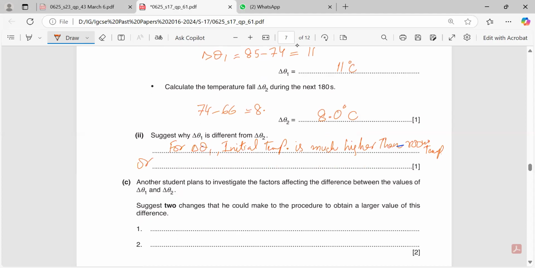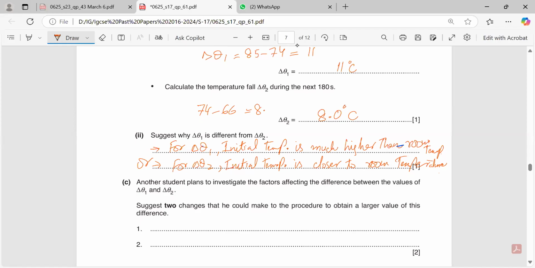Or, only one mark, so you can write this, or you can say for delta theta 2, just reverse the argument: the initial temperature is less, initial temperature is closer to the room temperature. Or the difference of temperature is less between the initial temperature and room temperature. So anyone you can say: if the difference of temperature is more, rate of cooling will be more, or rate of heat loss to the surroundings will be more.